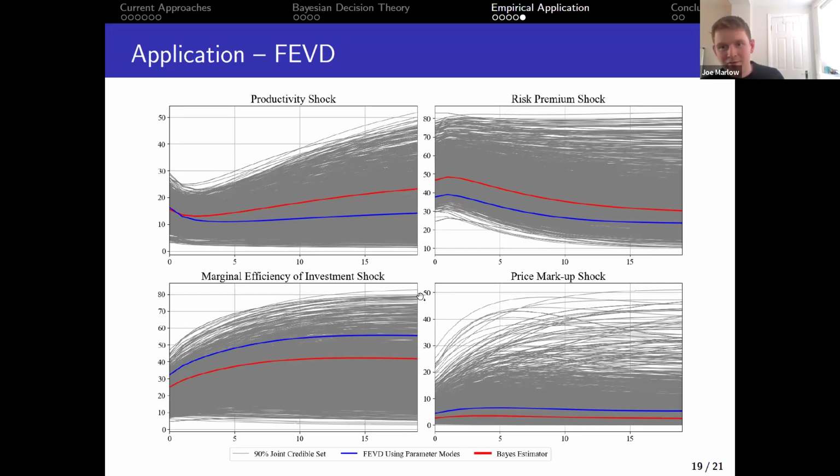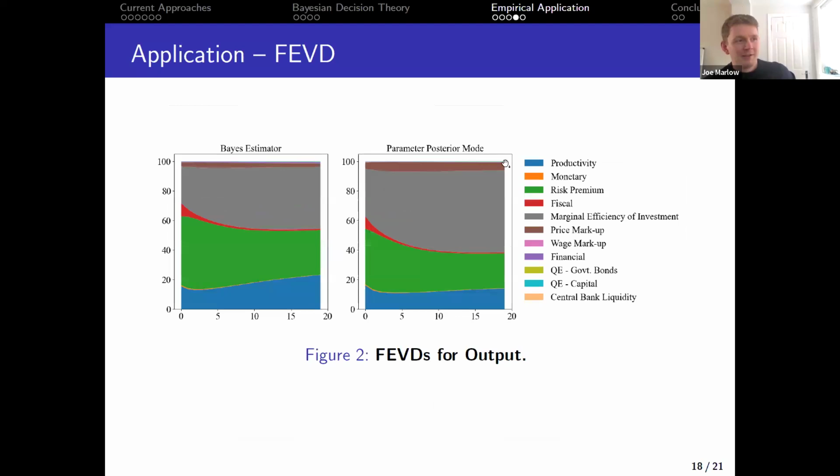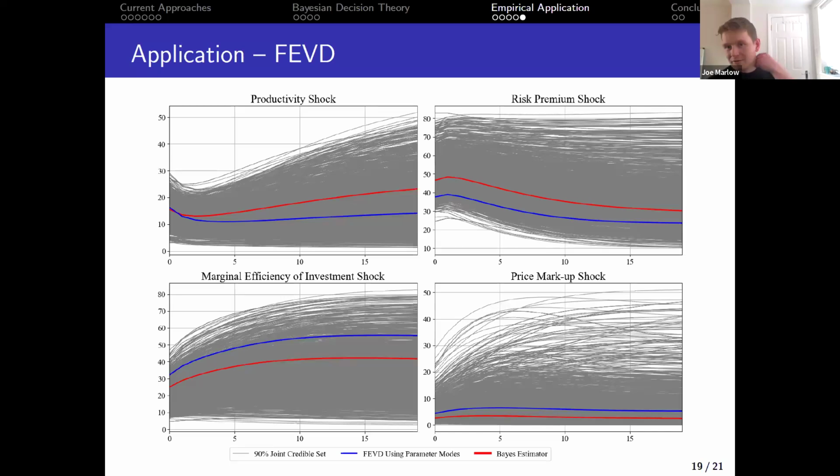So it's an enormous amount of estimation uncertainty that we're ignoring when we use the posterior modes to do this. And you can see as well that this degree of estimation uncertainty is actually present across all of the forecast error variance decomposition. I think that's an important thing to acknowledge when you're estimating these kinds of models: although the point estimate would suggest these things, there is actually a large degree of estimation uncertainty that sits behind them. And the Bayes estimator allows you to characterize that.